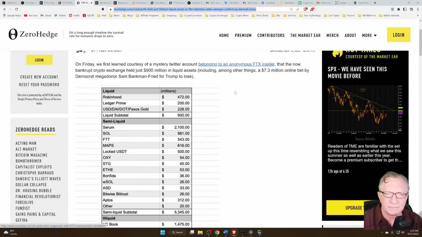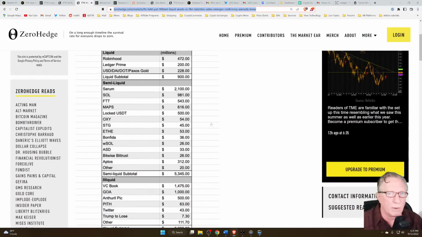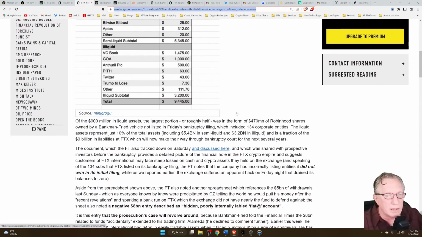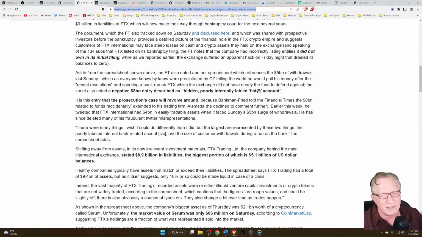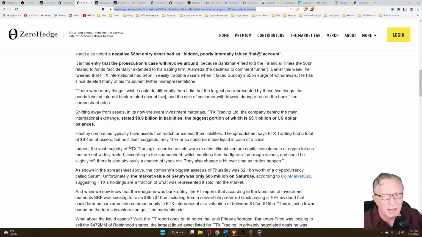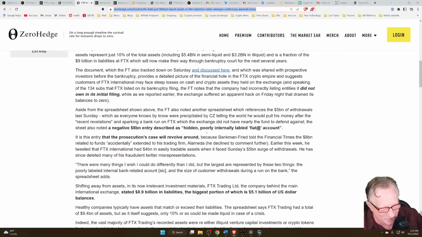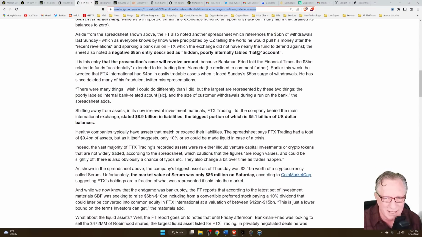I'm sorry. There's the 900 million. The 900 million in liquid assets, right? And then it comes out that SBF was trying to sell his Robinhood stock into a separate company that wasn't even FTX. Oh my gosh, this is craziness, right?